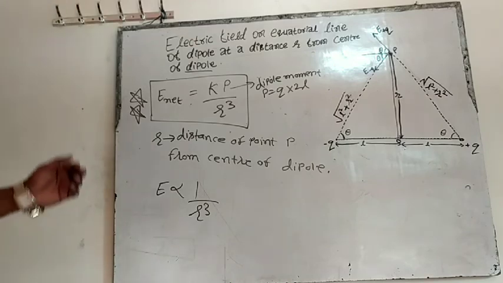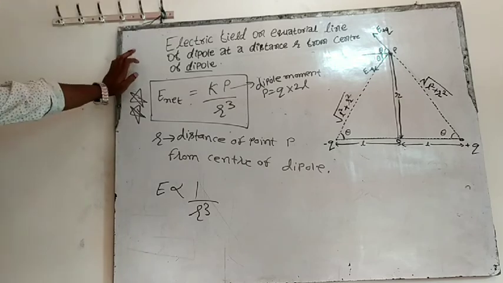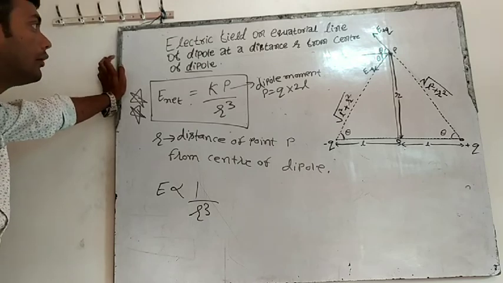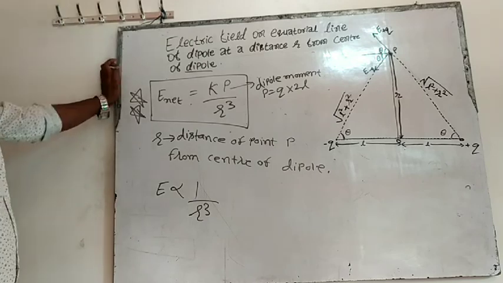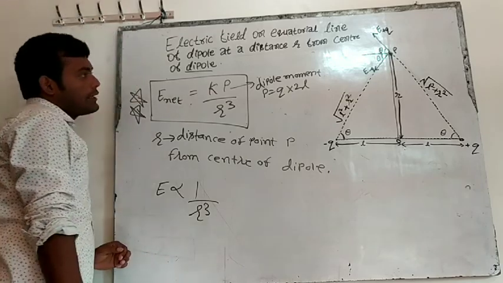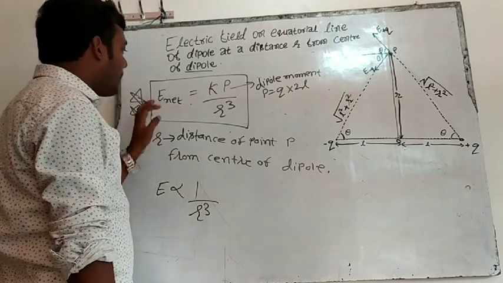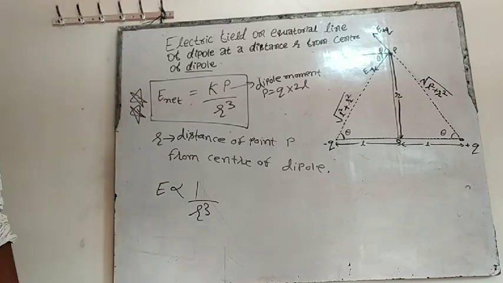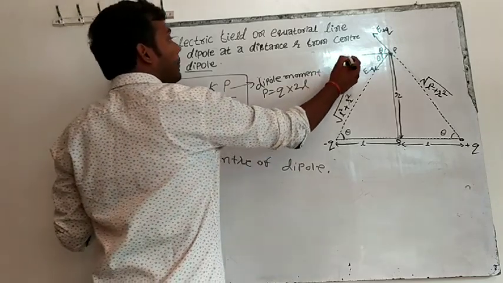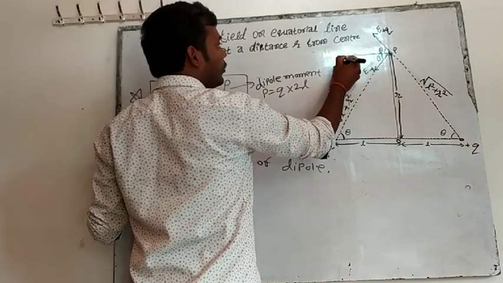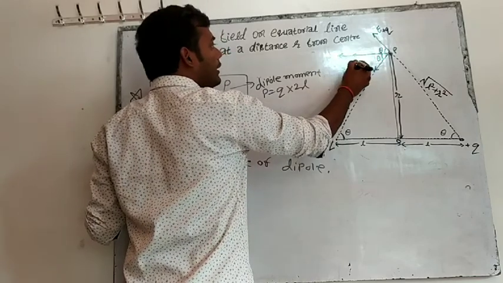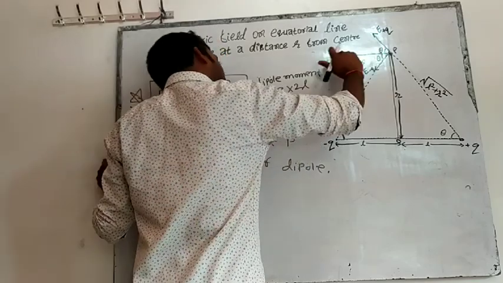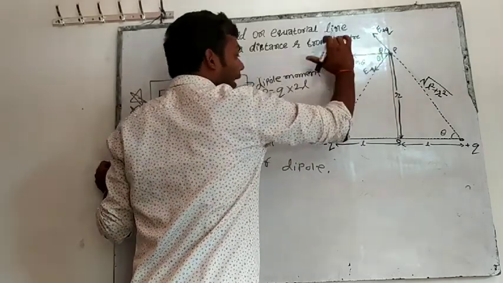One more thing you should understand here: what will be the direction of the electric field? Since electric field is a vector quantity, we have to discuss the direction also. Understand the direction like this: where is the net electric field coming? E cos theta plus E cos theta, both are coming in this direction, so it is 2E cos theta. But what was the direction of the electric field? Toward the minus x axis.